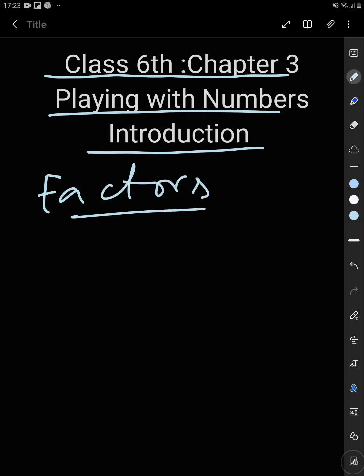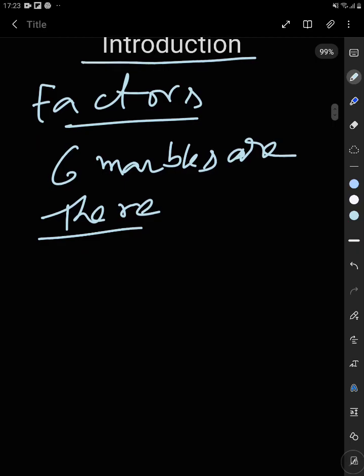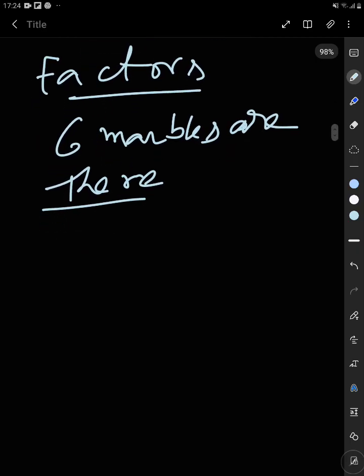So what are the factors? First of all we will understand what the factors are, then we'll tell you what factors there are. In the book there is an example that six marbles are there, and these six marbles, how can they be arranged? So this is the problem, and the ways these are arranged will give the factors.